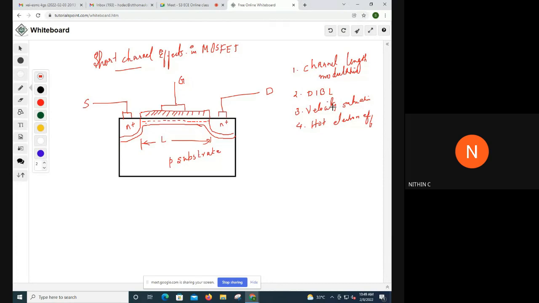Then there was an effect called velocity saturation, where the velocity of the charge particles will be saturated at very high electric fields, or in the case of short channels. And finally, the hot electron effect. What do you mean by hot electron? What is actually a hot electron?